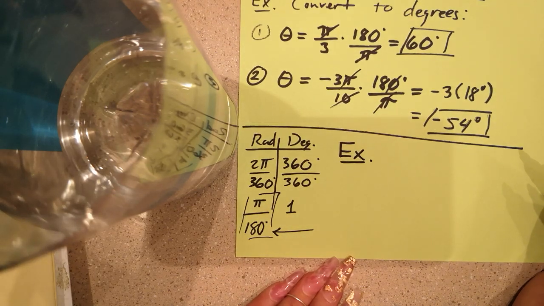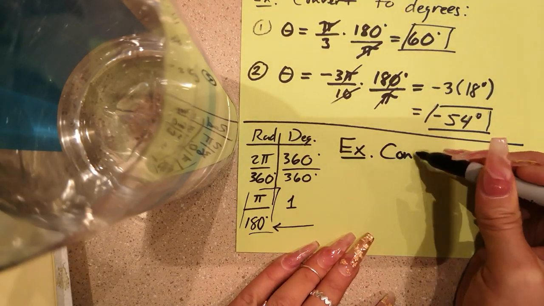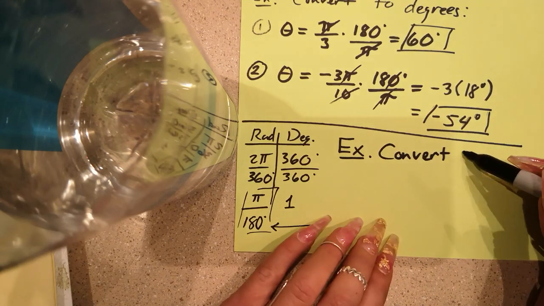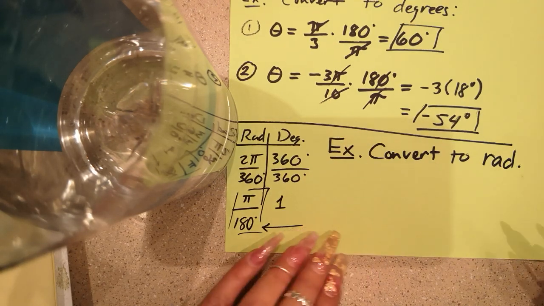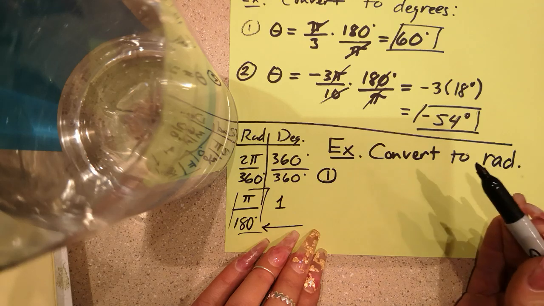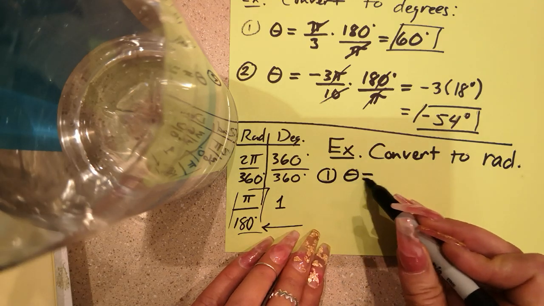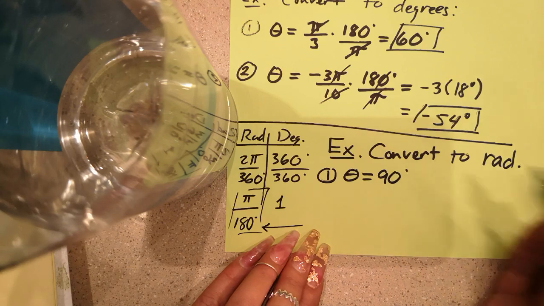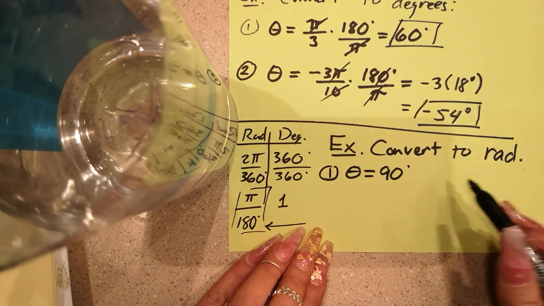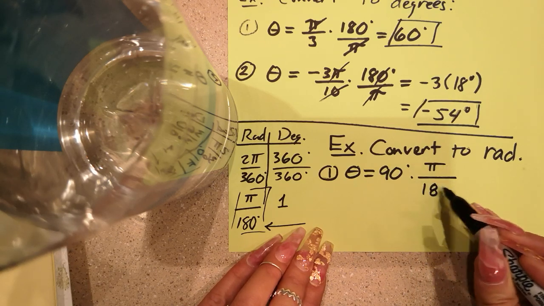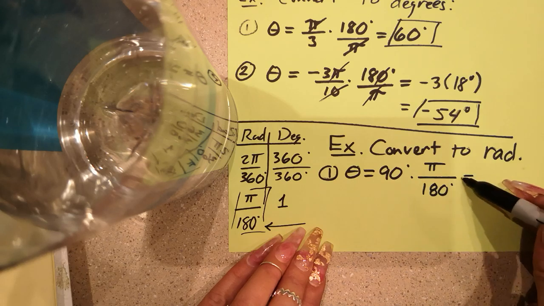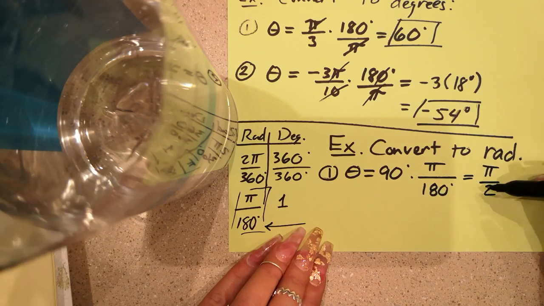So let's see then. What if I had an angle then, and this time I want to convert to radians? What about something simple like 90 degrees? So again, I would multiply by my conversion factor, this time pi over 180 degrees. And that's a simple one, so that would give me pi over 2 in radians.